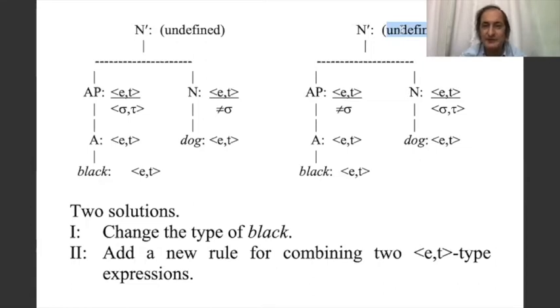And there are two solutions that people have given. One solution is to change the type of black. We could have chosen dog, but black is usually chosen instead. This black is of type ET, and we've seen that that makes this of type ET, and that means that it can't combine with something over here. So we change the type of black to something that can combine with the ET type dog.